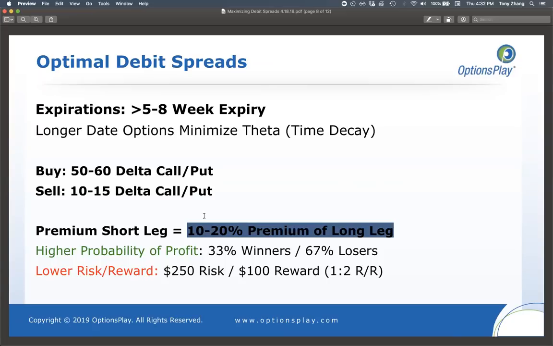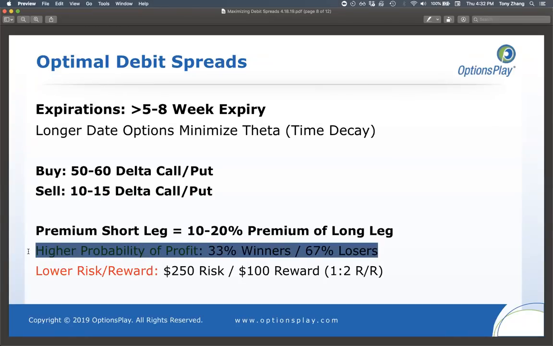So if you were just outright buying a call or a put, you're usually going to save about 10 to 20% of risk by trading a vertical versus outright buying that call or put. And generally what you're going to find is a relatively higher probability of profit for a debit spread, usually 33 to 40% winners in this particular case.